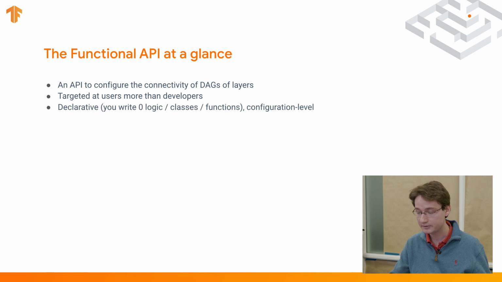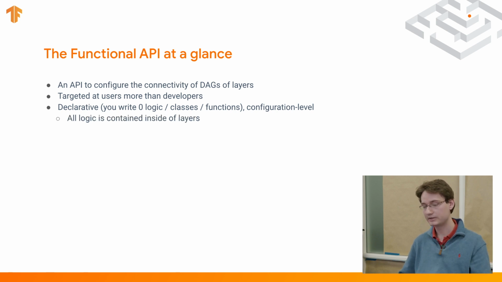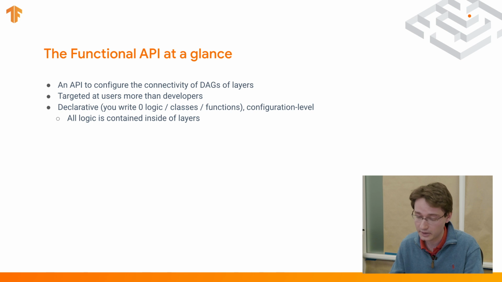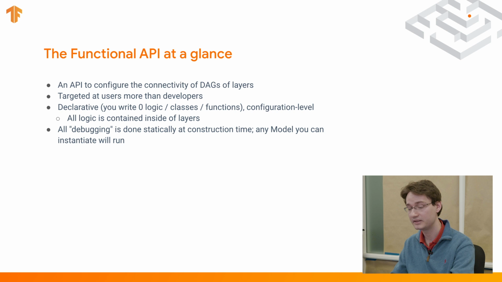So it's declarative, meaning that you write no logic, you write no functions, you subclass nothing. It's really just configuration level. So all the logic that's going to be executed when you actually call your model on some data is contained inside of layers. Typically, you don't write it. So that means that all debugging that happens when you build these models is done statically at construction time, in terms of compatibility checks between layers.